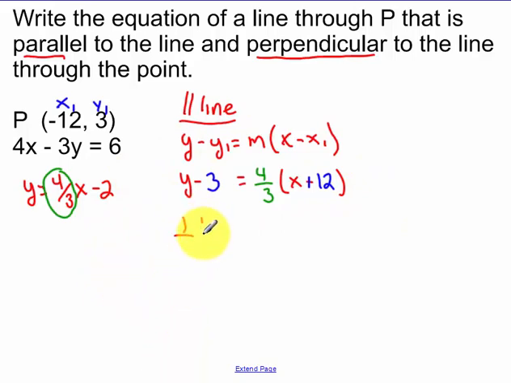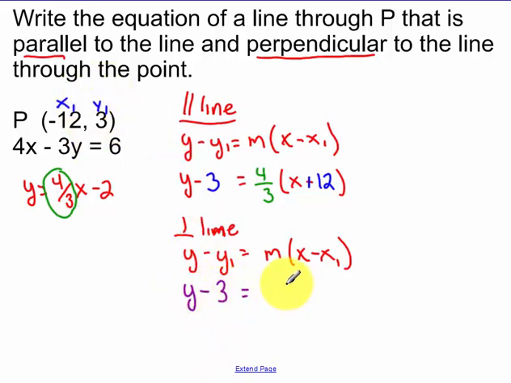Now our perpendicular line, y minus y1 is equal to m times x minus x sub 1. And again, it's now just a matter of plugging in. y minus 3 goes to that same point. y minus 3 is equal to m, we'll get to that in a minute, times x plus 12, since we're passing through the point P. Now your slope is the opposite reciprocal. So that would be negative 3/4.